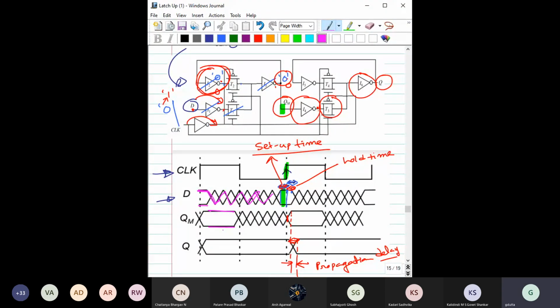I hope there is no need to explain this part: during this time, the QM would be stable, because this would be in a hold state, right? So definitely this is hold state, but this is not going to change. So here this Q is also not going to change. It is going to be stable during this time. Then after that, you can see the data is being changed even during this time. Data has been changed, but you see this output has remained the same, because of what?